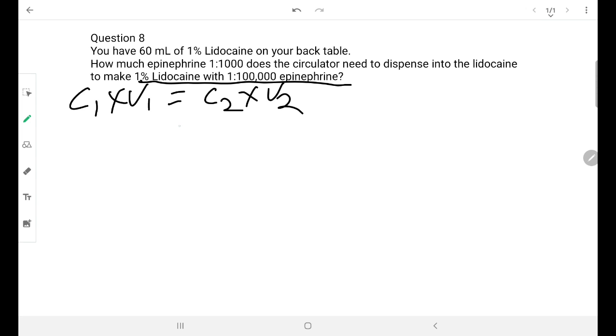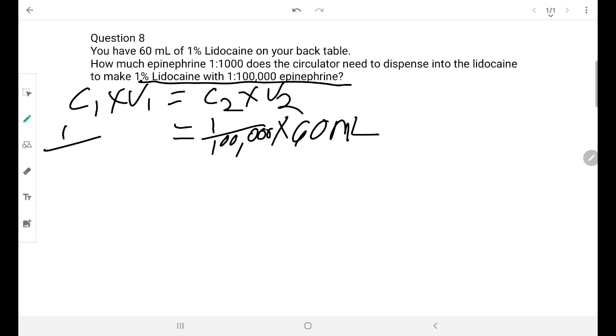So we know that we have 60 milliliters, which will be our V2. And what we want that to be is 1 to 100,000 epi. And so then our concentration one is 1 to 1,000 epi. And that's what we're going to get in those little glass vials, very small amounts that we'll be using here. Because remember, epi is super concentrated. And so we want to know how much we need to add, how much 1 to 1,000 epi we need to add to that 60 milliliters to make it 1 to 100,000.